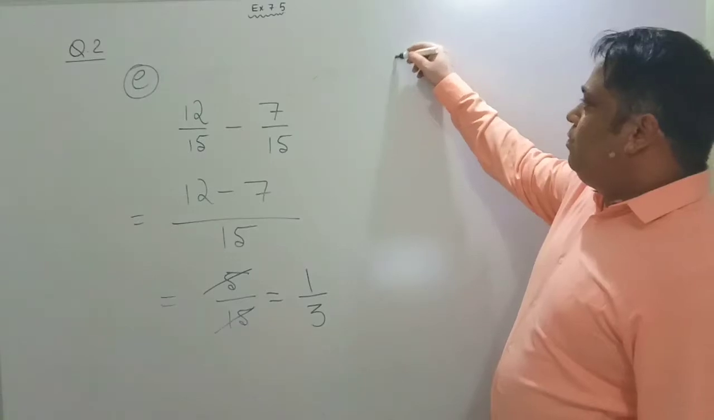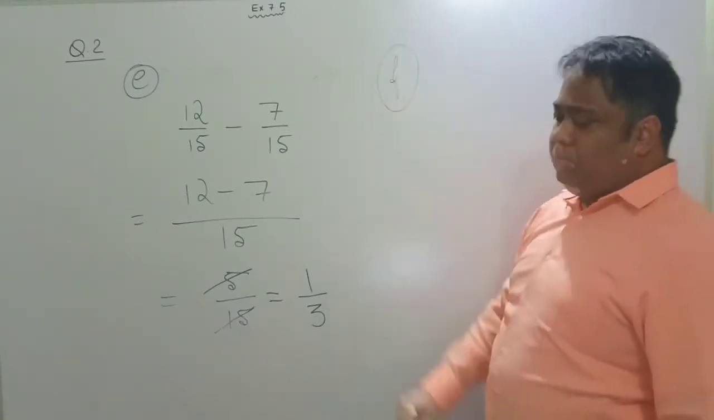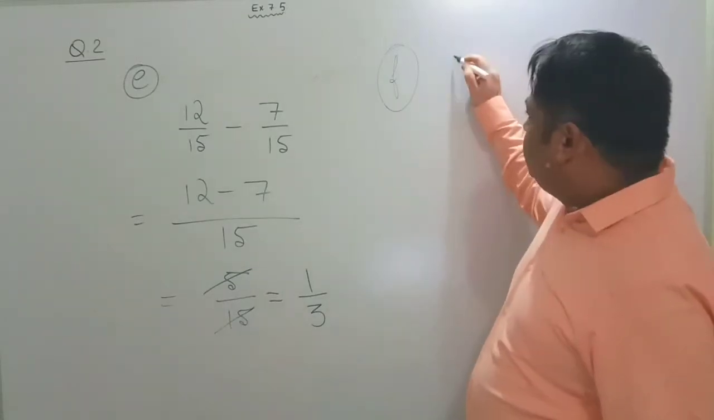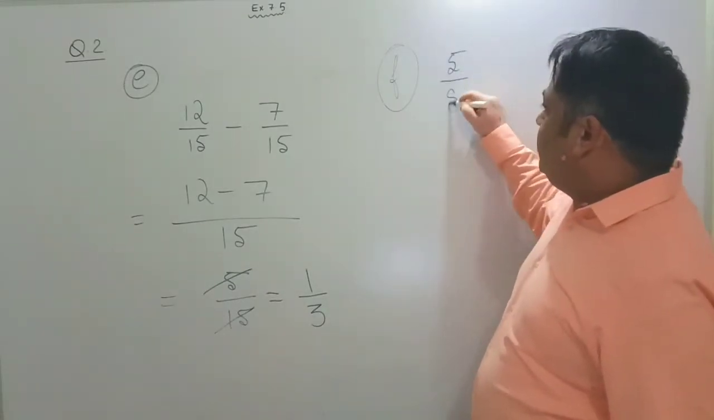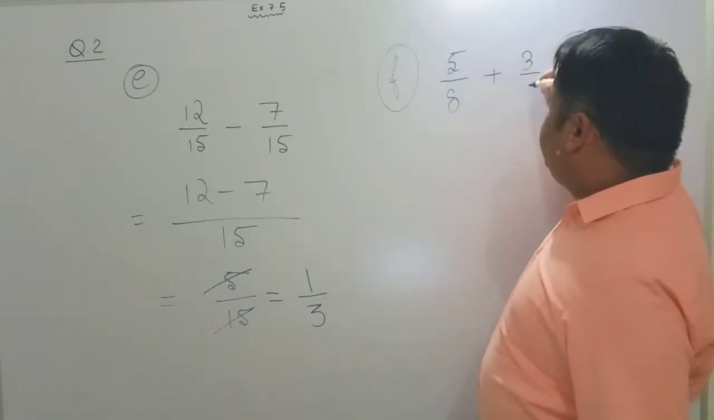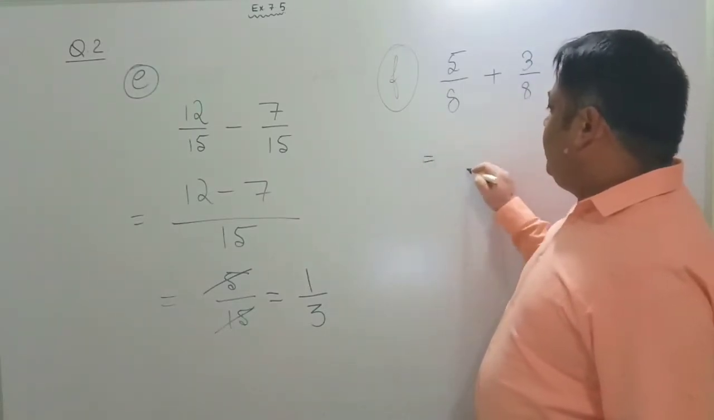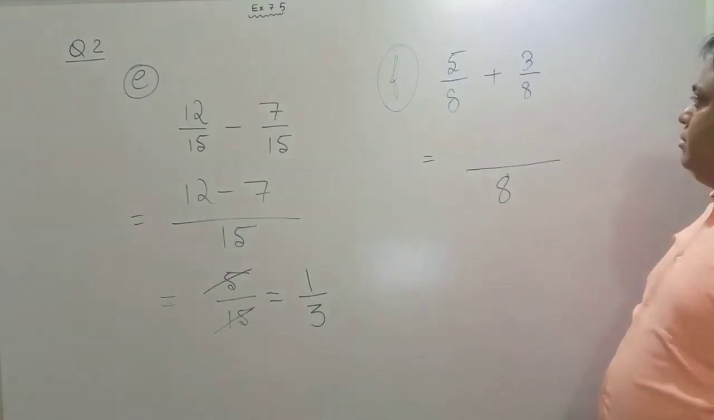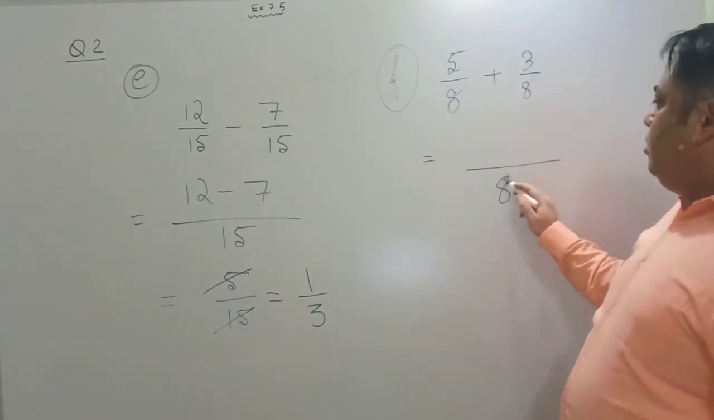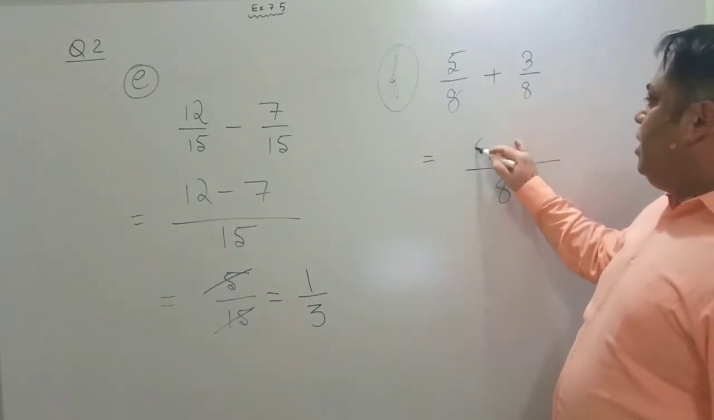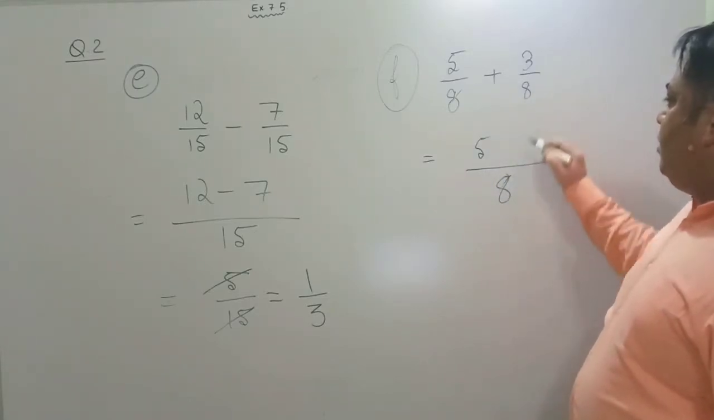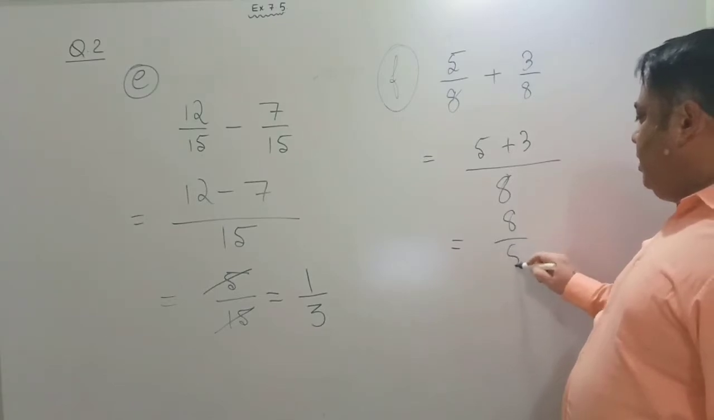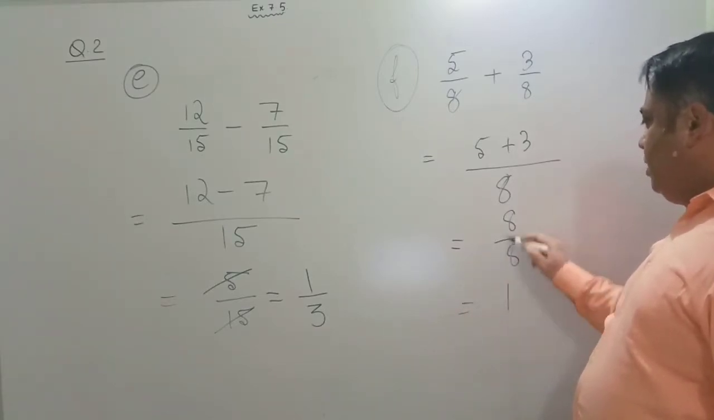Question number F. 5 by 8 plus 3 by 8 will be equal to, with 8 as LCM, 8 ones are 8, 1 fives are 5. 8 ones are 8 and 1 threes are 3. So it will be equal to 8 by 8, equal to 1.